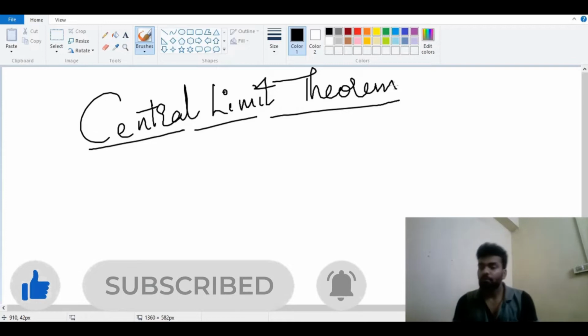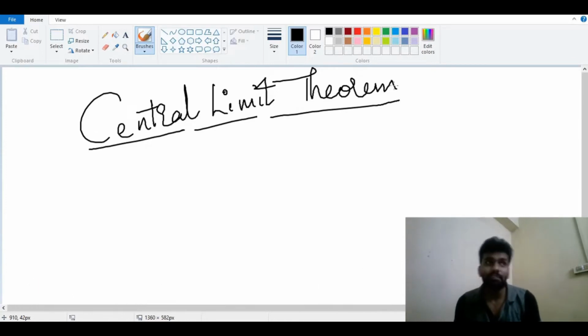Central limit theorem. So what's this central limit theorem and what's the use of it? First let's understand the definition, right? The central limit theorem states that the distribution of sample means from a population will be approximately normal, regardless of the distribution of this population. That's the statement of the central limit theorem. We will decode this statement and understand what this central limit theorem is.